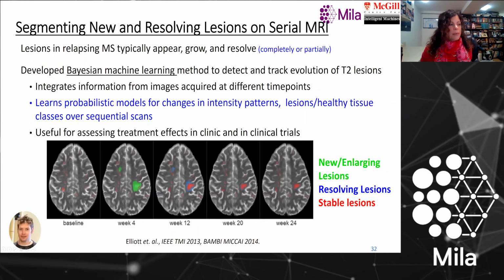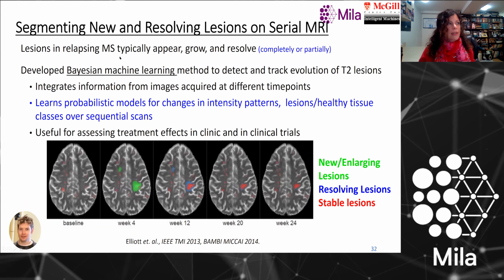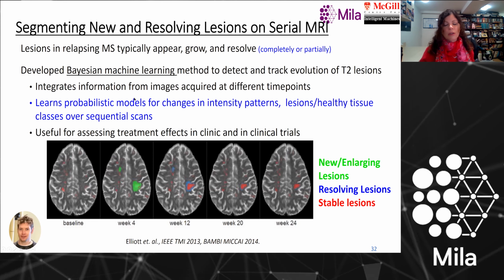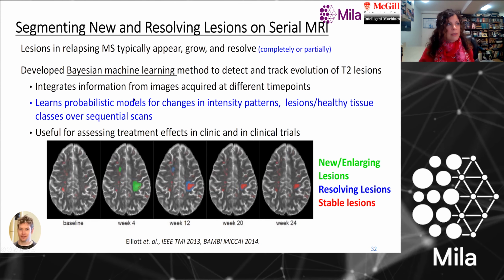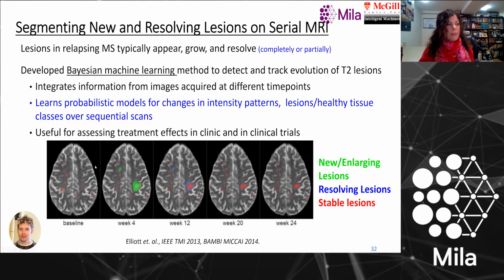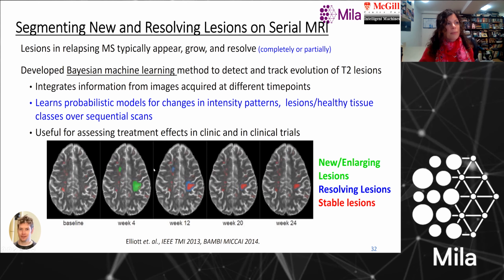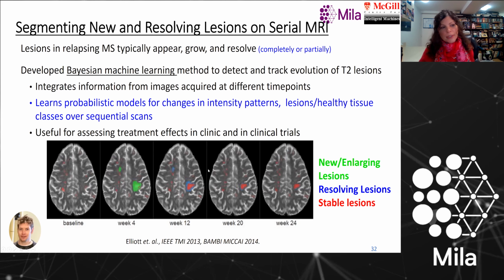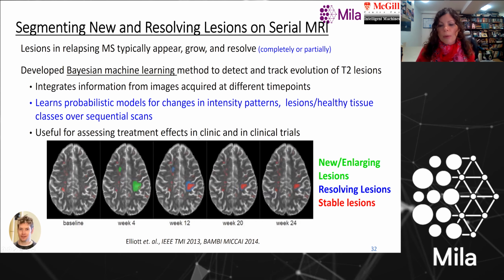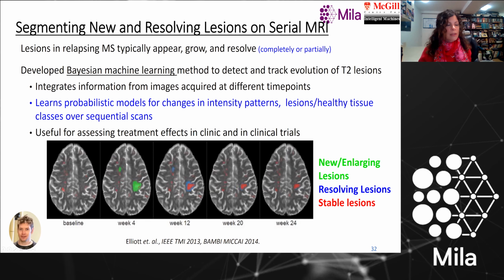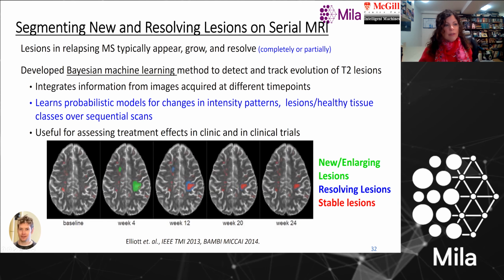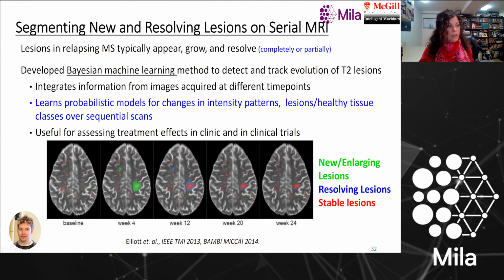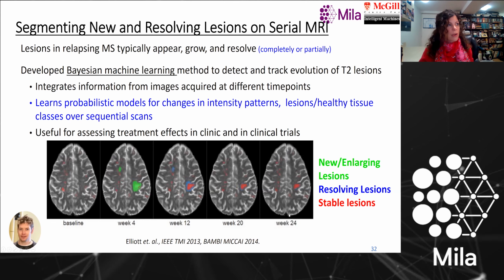We also developed methods for segmenting new and resolving lesions in serial MRI, as was stated, in the relapsing remitting phase of the disease. New lesions appear and grow, and other lesions resolve, completely or partially. So we developed a probabilistic Bayesian machine learning method to track and detect the evolution of these new T2 lesions over time. So here we have the baseline image. Here you could see week 4, week 12, and so on.